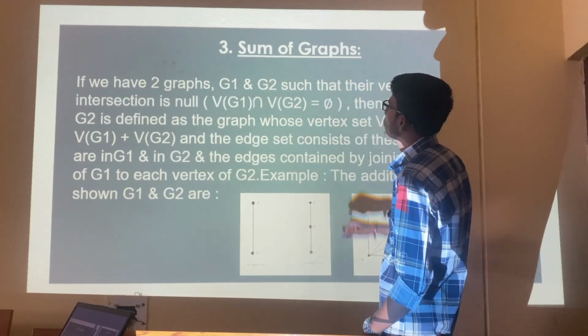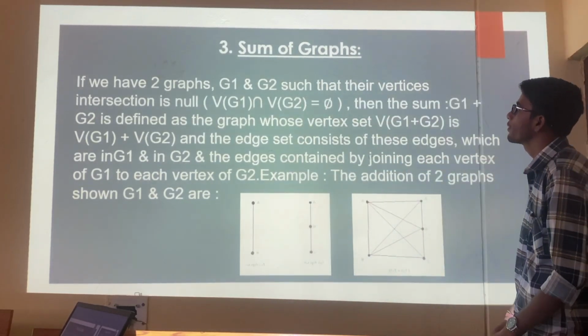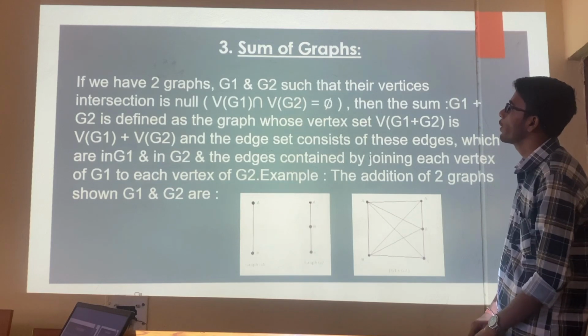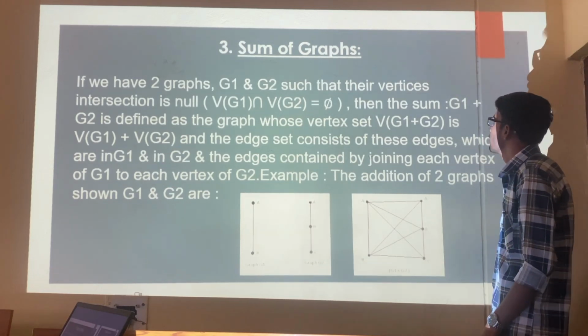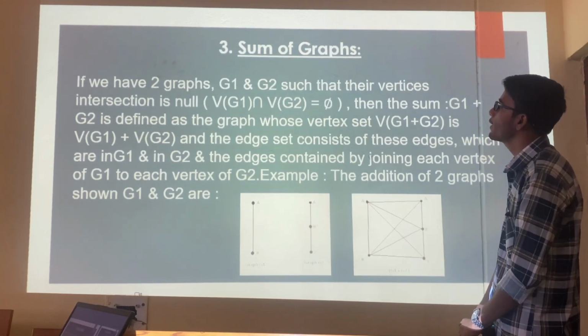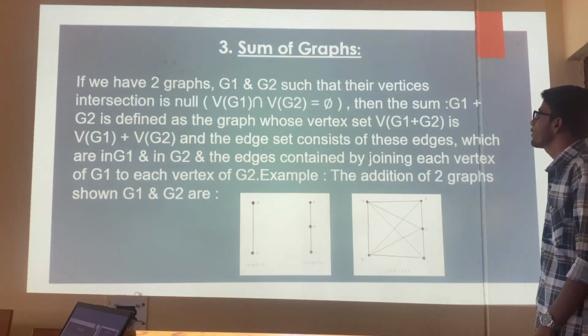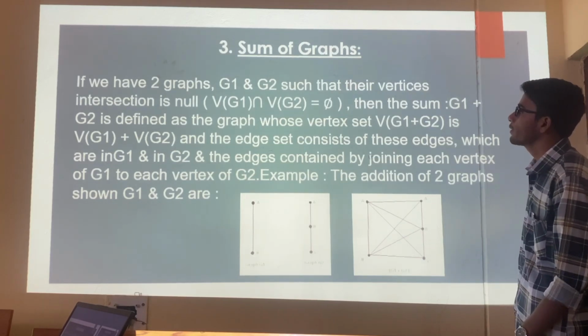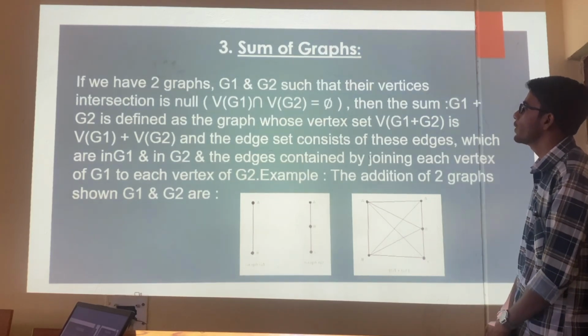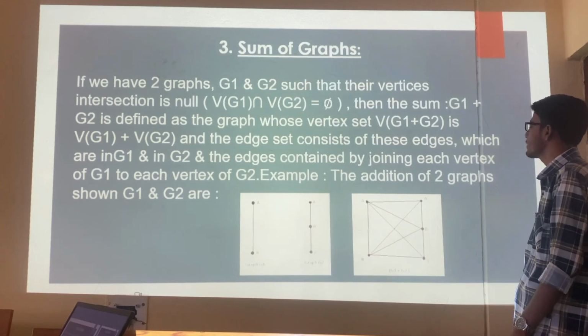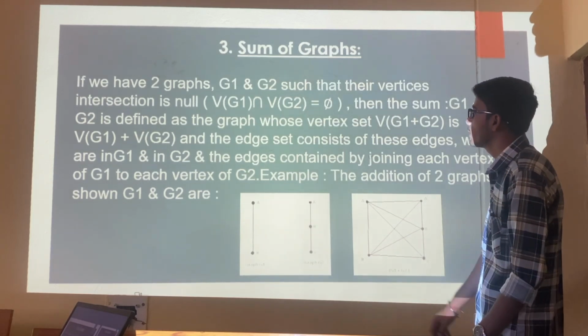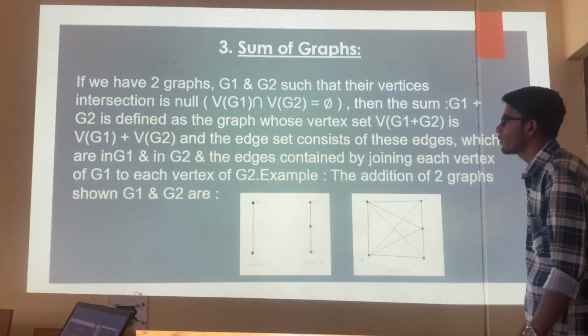Next operation is sum of graph. If we have two graphs G1 and G2 such that their vertices intersection is null, then the sum of G1 and G2 is defined as the graph whose vertex set V(G1 + G2) is vertices of G1 plus vertices of G2, and the edge set consists of those edges which are in G1 and G2, and the edges obtained by joining each vertex of G1 to each vertex of G2.